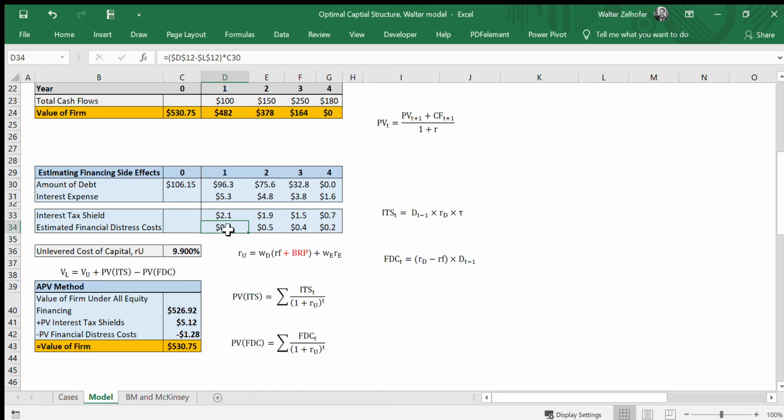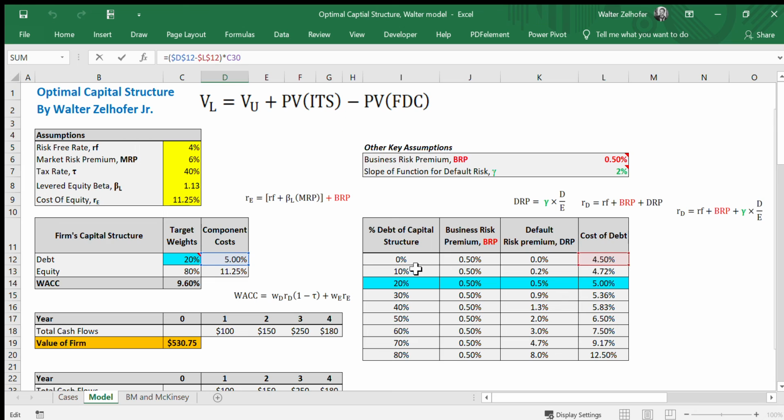Now here is how I am estimating that using simple common sense logic. Okay, if you had no debt in your capital structure, you would be charged 4.5%. But because you have some debt, we're at 20% debt, we pay 5%.